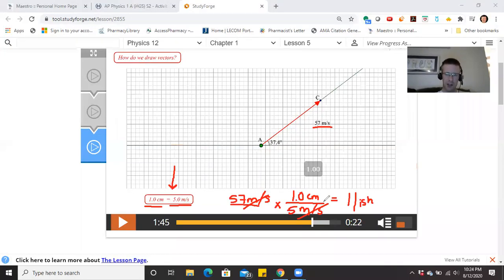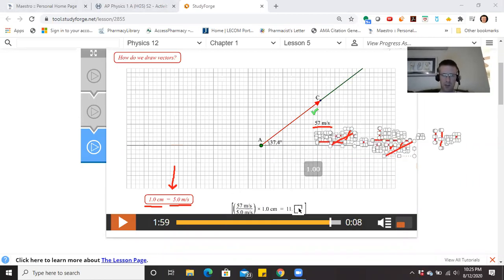So if I fast forward a little bit, oh, looks like my work is covering up the answer. Let me move this stuff out of the way. Okay, looks like it's about 11.4 is what they got. And looks like they did it the same way that I did. They just did it a little bit out of order, but that's okay. We got the same answer.